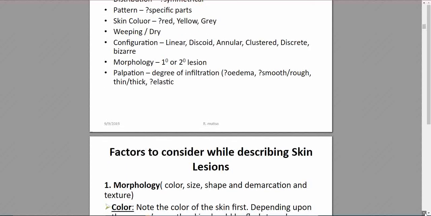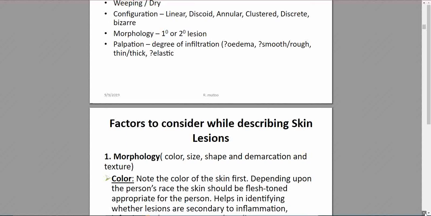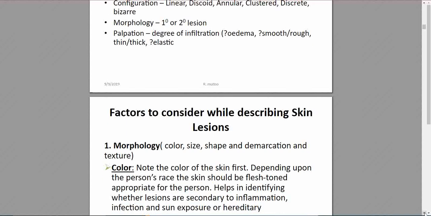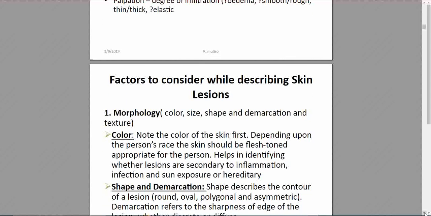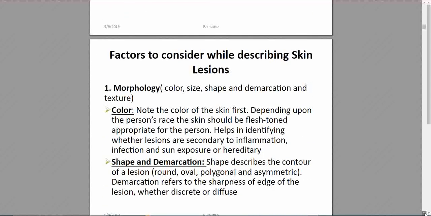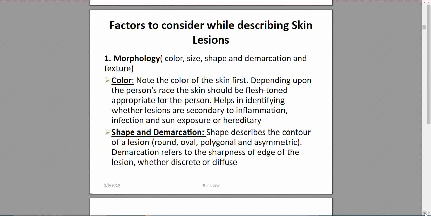Palpation: degrees of infiltration. Is it edema, smooth, rough, thick, elastic? So talk about the degree: edematous, smooth, rough. These are the factors to consider while describing a skin lesion. You have to describe them based on the color, size, shape, demarcation and texture.